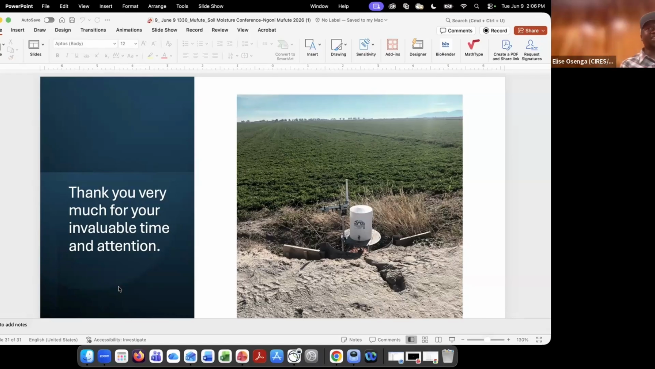Okay, so the question was that with this approach, we are trying to minimize deep percolation, but can this be modified to encourage deep percolation? Yes, I would say yes, because when you study the soil moisture levels, you can apply your irrigation based on what you want to achieve. Do you want deep percolation losses or do you want to minimize? In this case, because we are so close to the Great Salt Lake, we want to minimize the percolation losses because nutrients will leach into the Great Salt Lake.